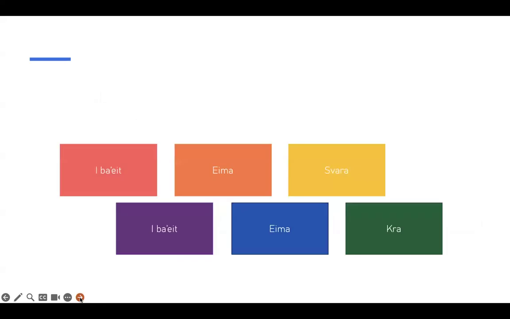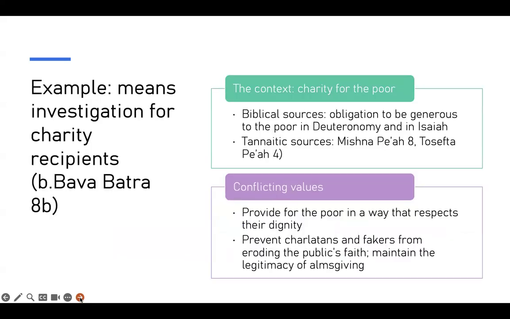The term that the Talmud often uses for this kind of situation is ibait ema svara, ibait ema kra. If you will, you can say this from logic. If you will, you can say this from a scriptural citation. Let's take a look at an example and see how two rabbis are tackling a legal question using logic and using scriptural citations. The problem involves the question of means investigation for charity recipients.